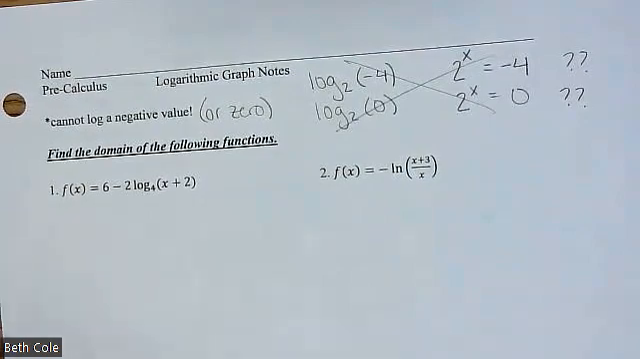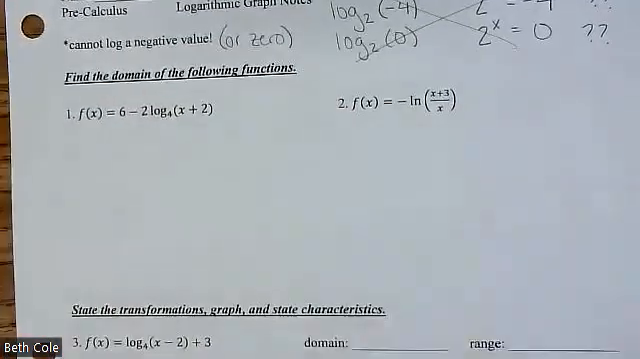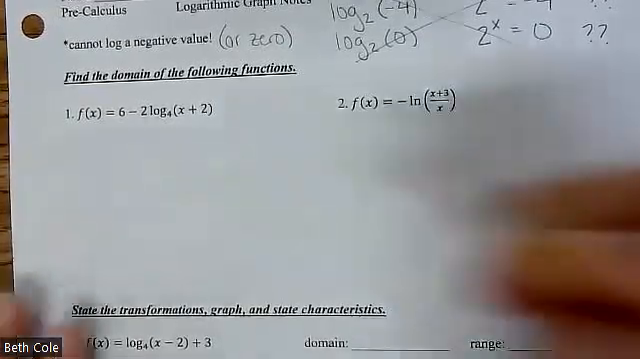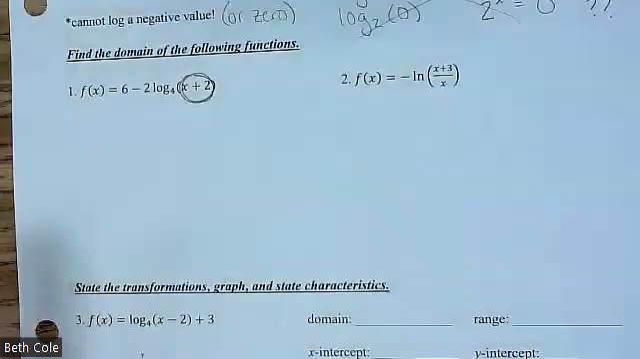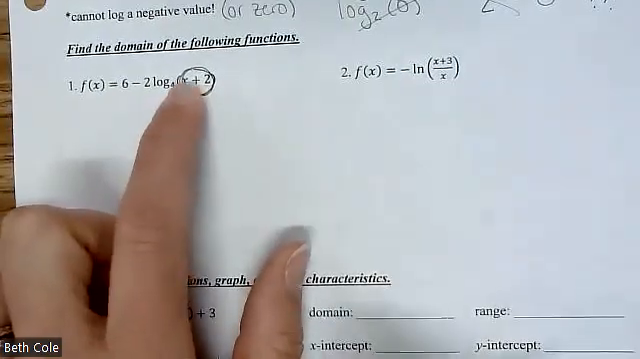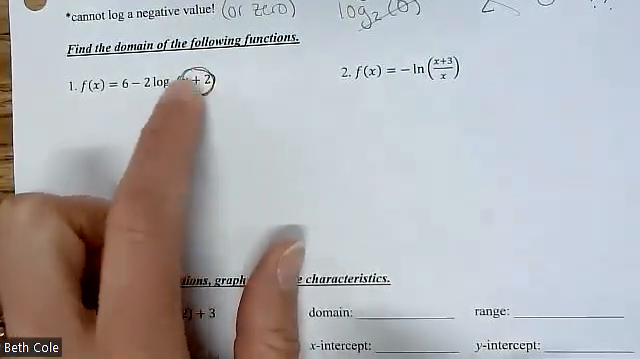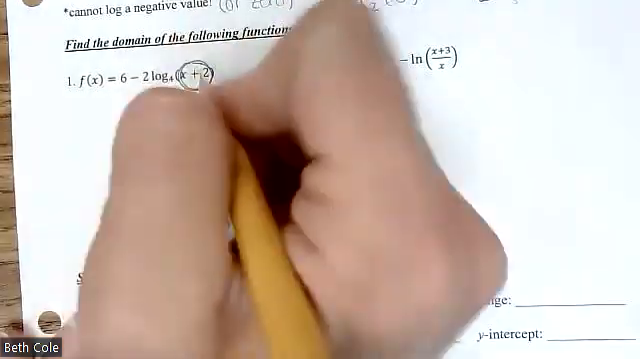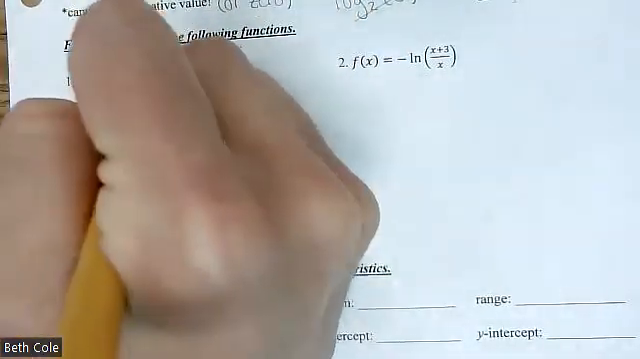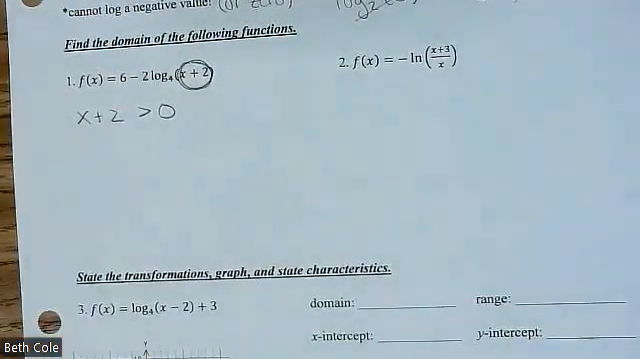So that means your domain is not everything. You now have a restriction, a rule that you have to follow: it has to stay above 0. So if it says find the domain, the only part you need to look at is the part that's inside the logarithm. The rest of it doesn't really matter because that's outside of the function. In this case, it's the x plus 2. So you're going to take whatever's inside and say, okay, it has to stay above 0.